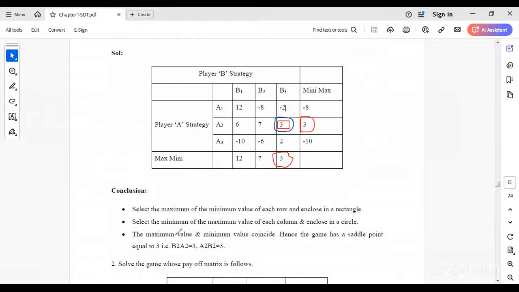That is B2, A2 is equal to 3. Sorry, B3, A2 is 3, and A2, B3 is also 3. So here the saddle point exists. So this is a problem, and here we conclude that the problem ends here only. Then we'll see the next problem.